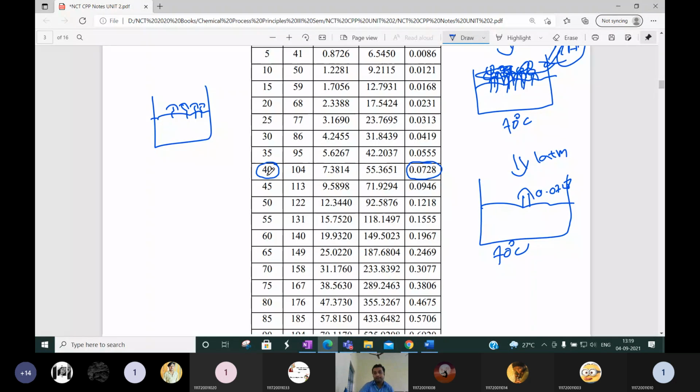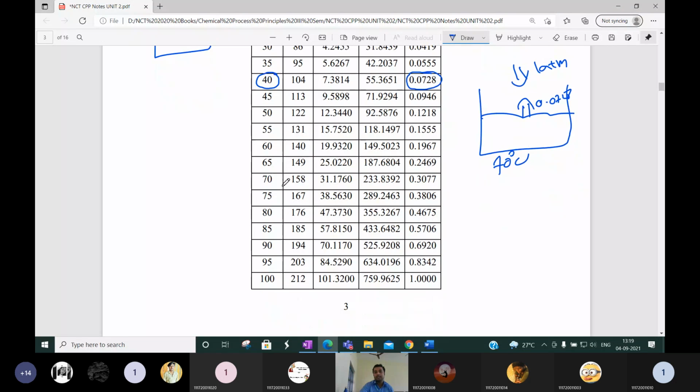But when we increase the temperature, the vapor pressure gets increased. At 100 degrees centigrade, what is the vapor pressure of water?